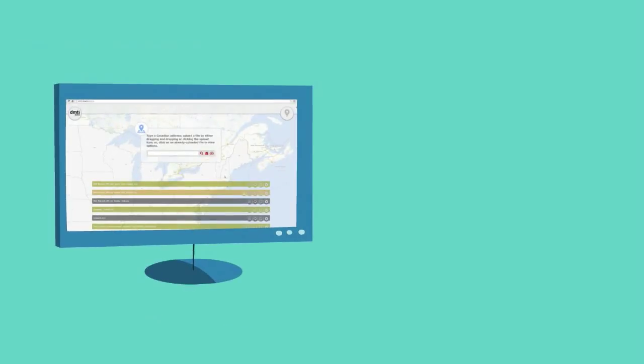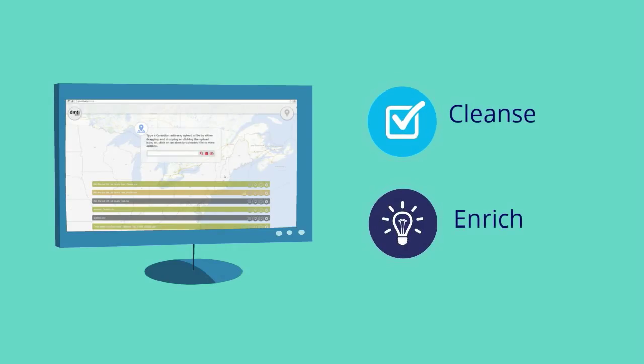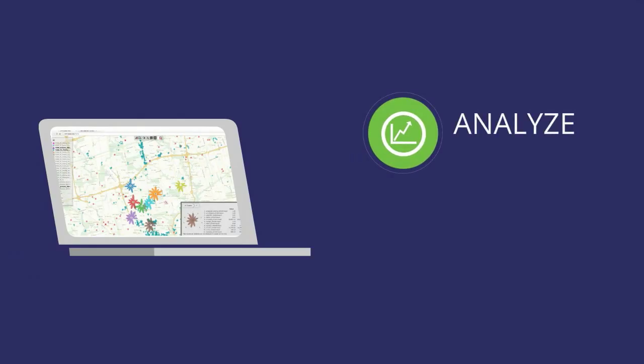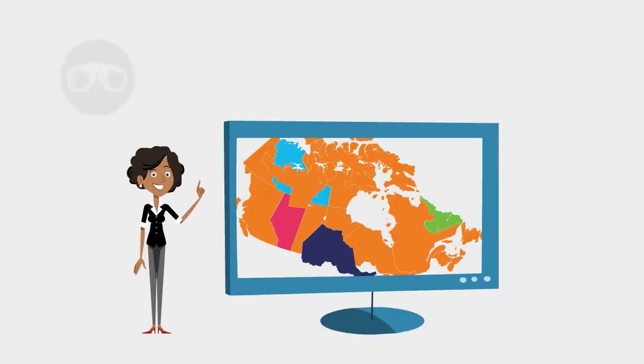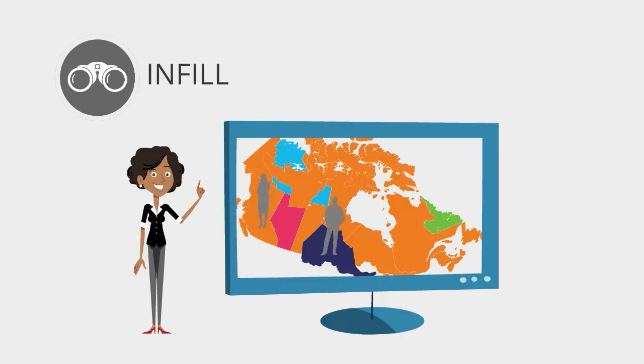Heather simply uploads her data file and the application automatically cleanses, validates, and appends Canadian demographic information. Location Hub Analytics then processes and analyzes her data, objectively revealing meaningful patterns and trends, and displays them on a map. Heather can also use Location Hub Analytics to generate new customer prospect lists by infilling addresses within a specific territory that are not in her current database.